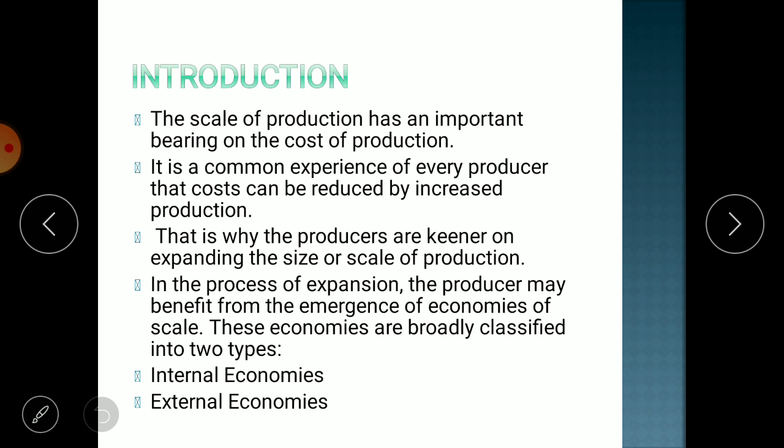So that is why so many entrepreneurs, when they are starting the business, have a dream that they will expand the business. In the process of expansion, the producer may benefit from the emergence of economies of scale. These economies are broadly classified into two types: internal economies and external economies. As I told you earlier, when we are increasing the production, the cost of product reduces, and that is known as economies of scale. These economies of scale are divided into two categories, that is internal economies and external economies.